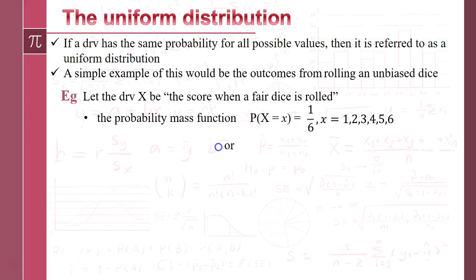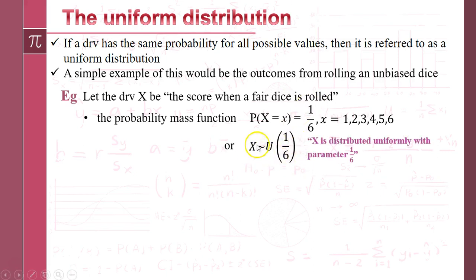Or if we give it a more technical definition, this is our discrete random variable X. That bit there means it's distributed, the U stands for uniform, and it's got a parameter, a defining characteristic, that is 1/6. The reason I put this there is because we'll see this notation a little bit later on when we look at some other distributions.